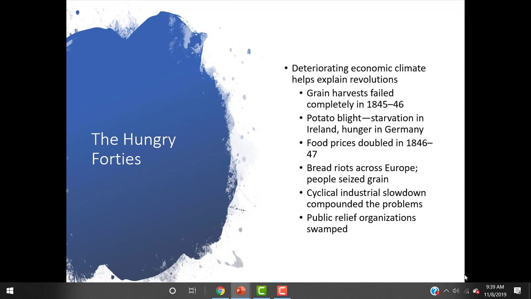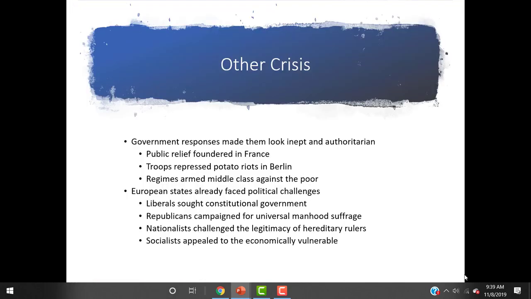A cyclical industrial slowdown compounded the problems, of course, because one of the first things a business does is start laying people off and trying to cut back. And the public relief organizations were overwhelmed with people demanding help. And there were other crises. Any response that the government made, it seemed all it needed to do was look like they were totally unfeeling and not knowing what the heck was going on.